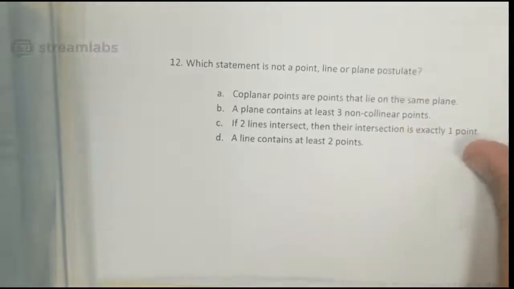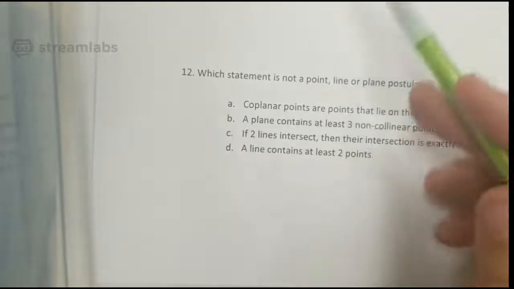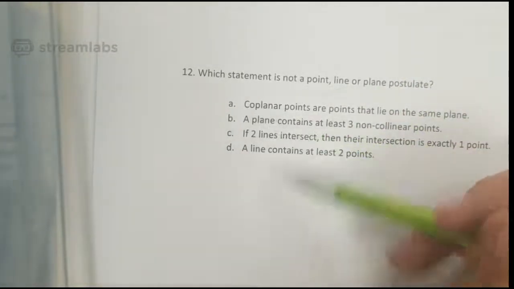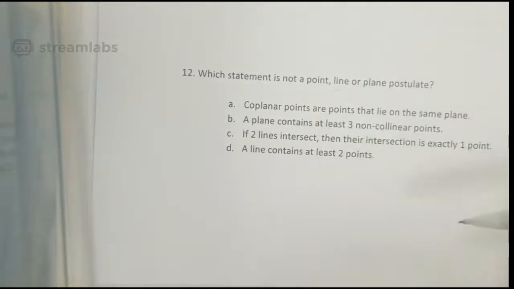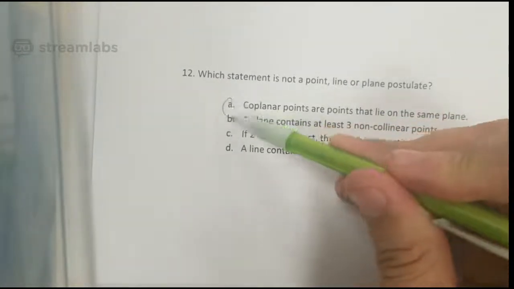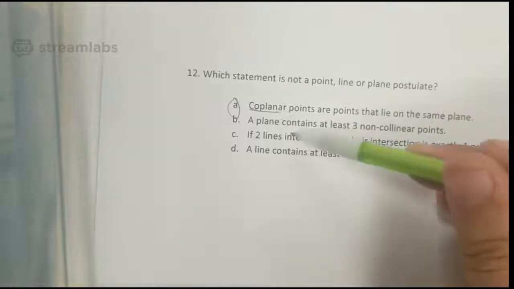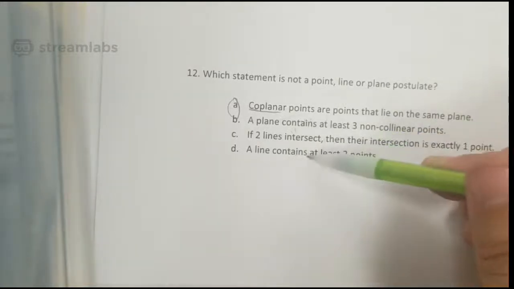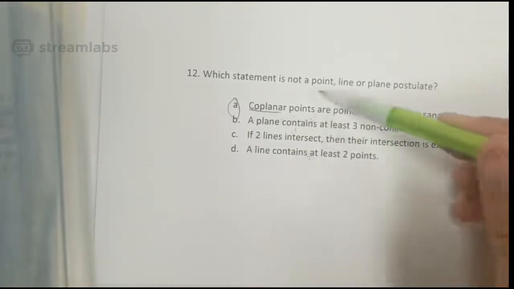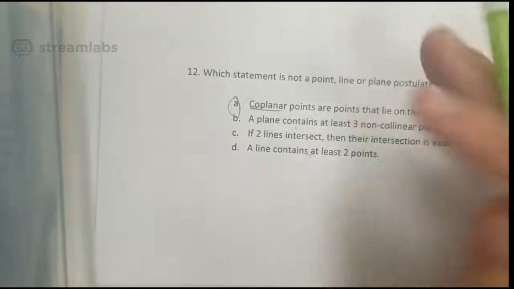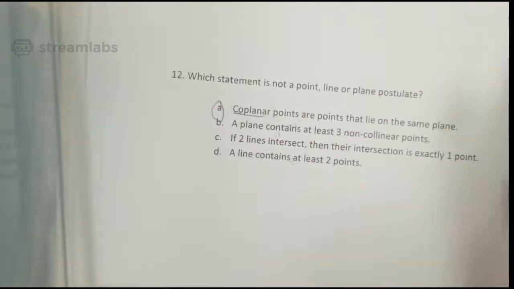I didn't even realize. Which statement is not a point line postulate? I guess that makes up for this question. So this is a really tricky question because all these statements are true. But A is talking about the definition of the word coplanar. All these are postulates. We have to state these in order to do all our geometry. But this over here is strictly a fact.